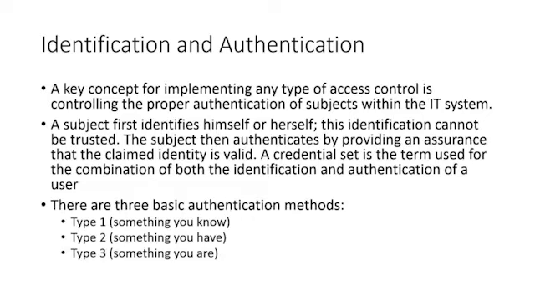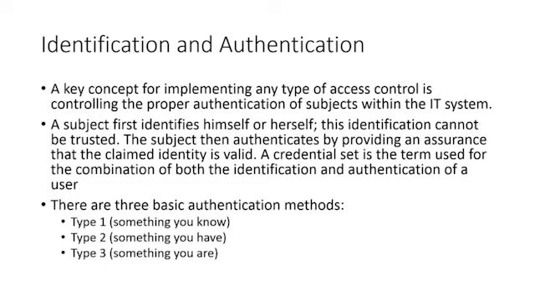So the first thing that happens, a subject, right? You, a person, the principal, first identifies themselves. Remember, I can say, I am Dave, all right? That's weak. There's no proof of that. You're just taking my word for it that that's my name. So that identification shouldn't be trusted.